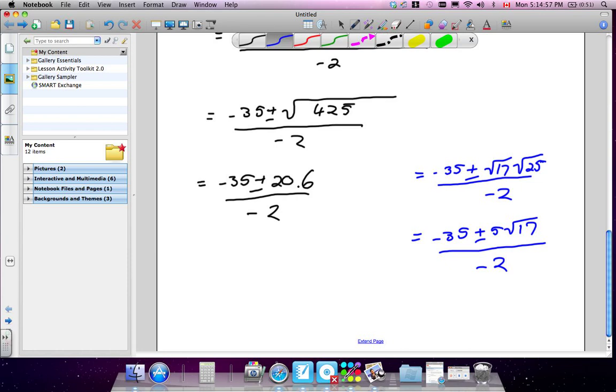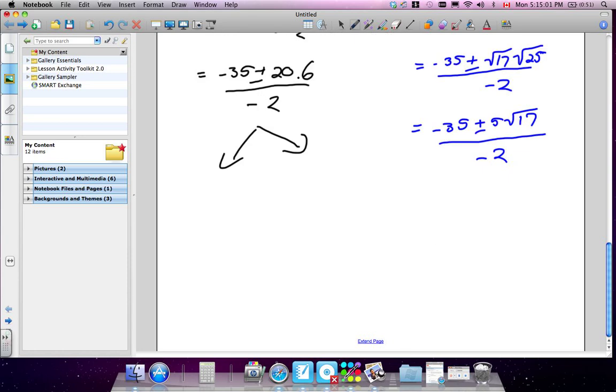So now I have these two. Now normally they split, so we're going to get two answers. We're going to get negative 35 plus 20.6 divided by negative 2, and negative 35 minus 20.6 divided by negative 2. Our first answer is going to be 15. Negative 45.3. What's our second answer going to be?